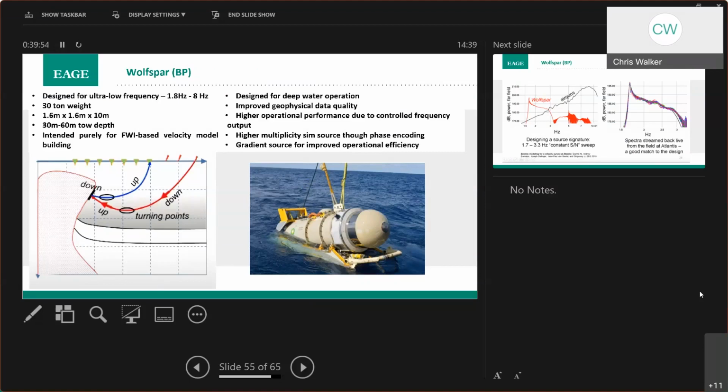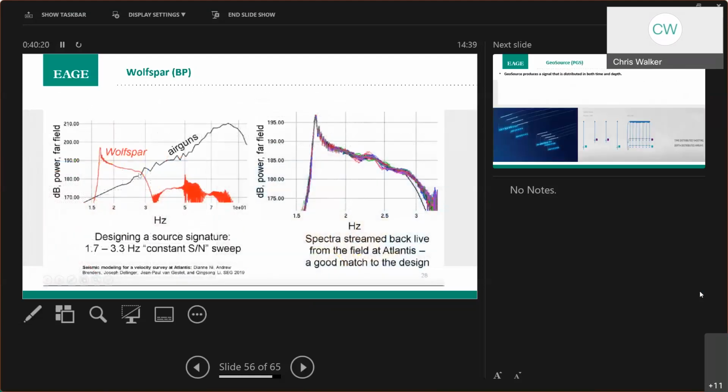It's towed deep, 30 to 60 meters, and it's not designed for imaging. It's designed purely for FWI-based velocity model building. Designed for deep water, the intent is to get better low frequency data, especially below the salt in the Gulf of Mexico. Again, you have higher operational performance because it's a controlled frequency source, and you can get higher multiplicity simultaneous sources through phase encoding. Next slide, please.